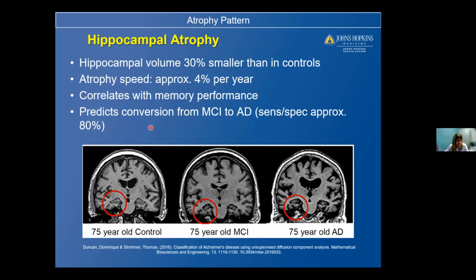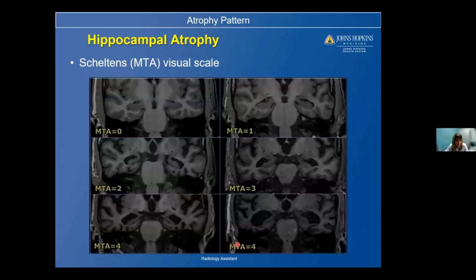So this is just to show you the differences at 75 years old. You see, this is a normal control. We see a very good hippocampus, a good volume with no atrophy of the adjacent sulci. Here, you start to see some prominence of the choroid fissure and the adjacent ventricle, and in this one with AD, those changes are much more prominent in a patient of the same age, 75 years old.